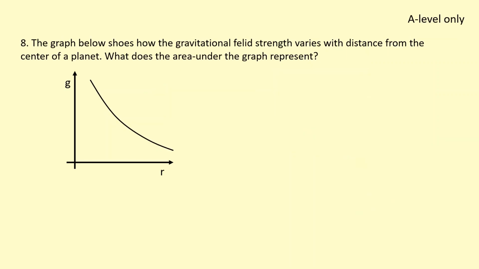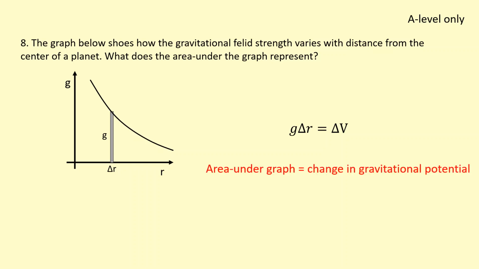Okay, the graph shows how the gravitational field strength varies with distance from the center of a planet. What does the area on the graph represent? The area on the graph can be determined by doing gravitational field strength times change in distance. Now what's the equation which links these? There's many equations for gravitational field strength, but the one that links these two together is gravitational field strength equals minus the change in gravitational potential over change in distance. Rearranging this, I'm ignoring the negative sign, it doesn't matter for now, we can see that the area on the graph represents a change in gravitational potential.